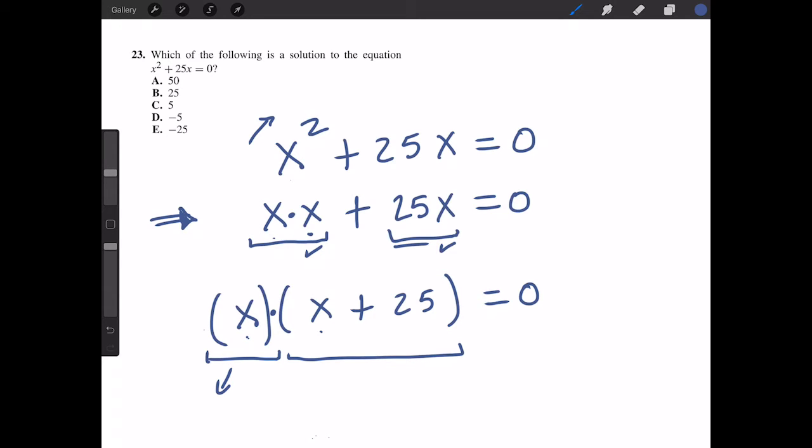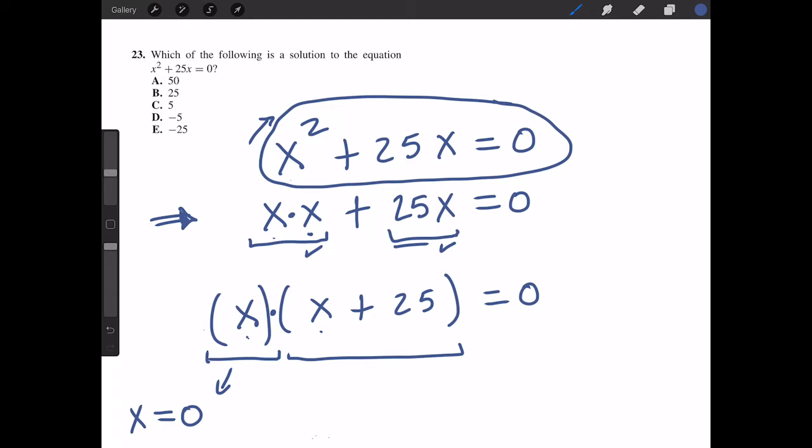If you need two things multiplying to be equal to 0, well, the only way to make this happen is if the first part here, in other words, x, is equal to 0, there you go. The first solution to the equation. If you plug in 0 for x in the original expression here, you're going to get 0 equals 0, which is going to be true. 0 squared is 0, plus 25 times 0 is 0, 0 plus 0 is 0, 0 equals 0. So we found one of the answers, but it's not one of the answers shown. So we need to find the other one.